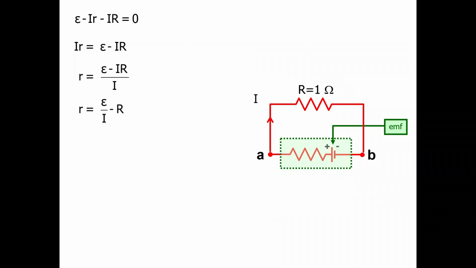So then if you just go through and substitute in, you have E minus Ir minus IR is 0. We know that Ir is going to be E minus IR. Just solving, we're adding this to the other side. So little r is going to be (E minus IR) over I. And then you can split those up, so you get r is E over I minus R.